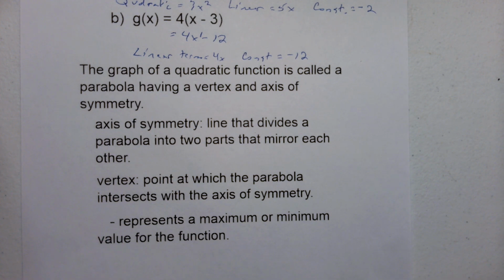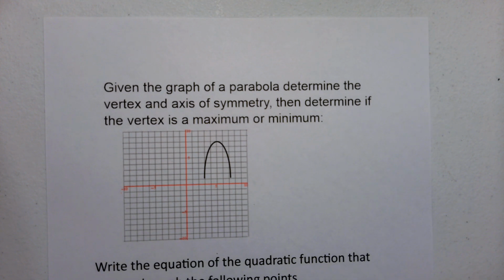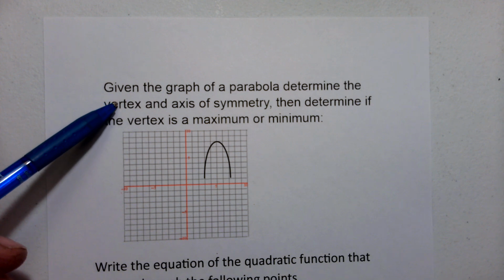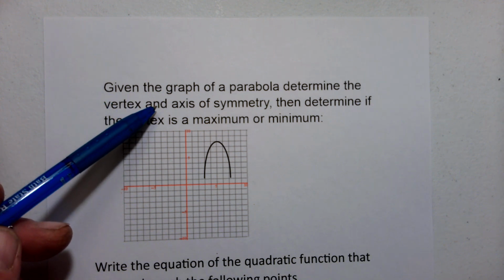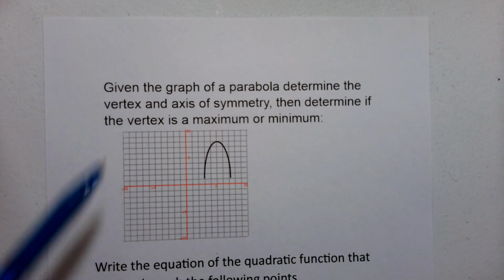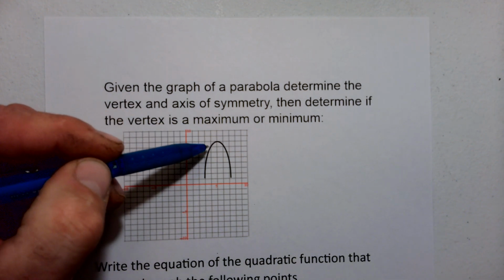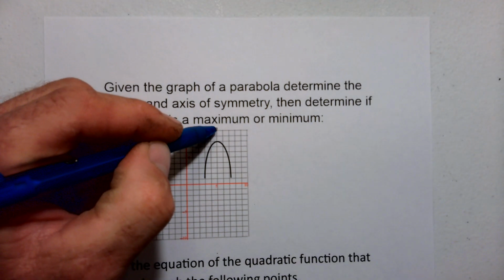So I want to go ahead and take a look at an example of a parabola. Here's the graph of a parabolic function, a quadratic. And we want to be able to identify the vertex and the axis of symmetry and determine if that vertex is a maximum or a minimum. So the first thing I want to do is go ahead and identify the axis of symmetry. Remember, that axis of symmetry is going to allow us to fold this parabola in half so that one side looks identical to the other.